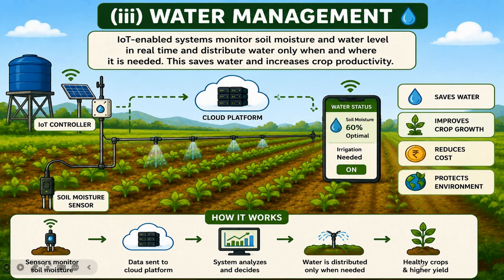So this system includes benefits like saving water, improving crop growth, reducing the farming cost. Then you have protecting the environment. So overall, the IoT based water management increases the crop productivity, improves the yields, and helps the farmers use limited water resources wisely and efficiently.